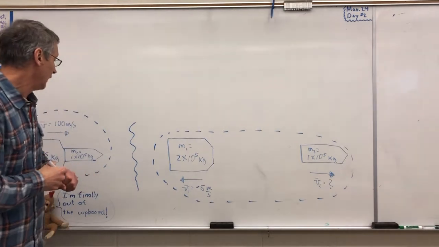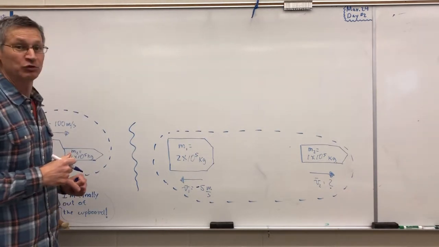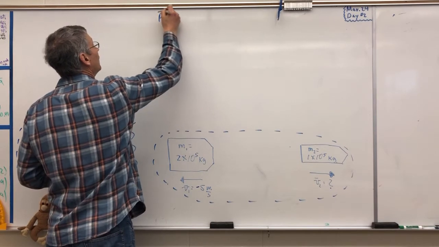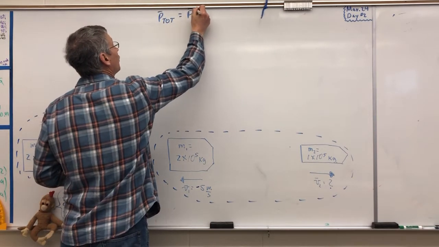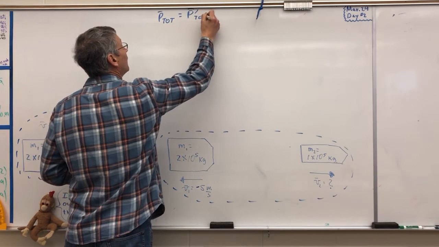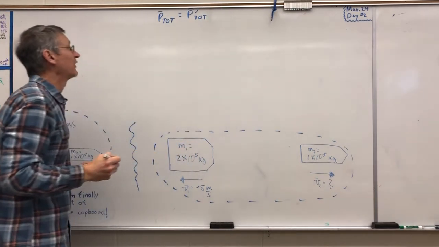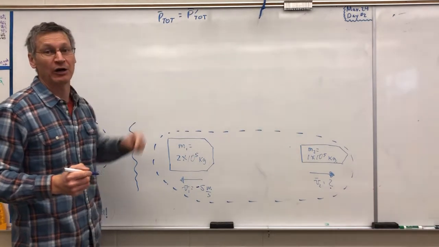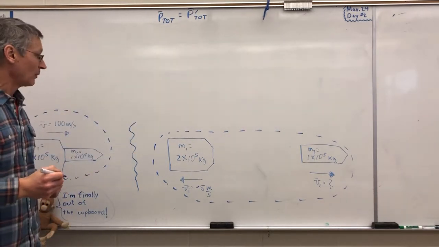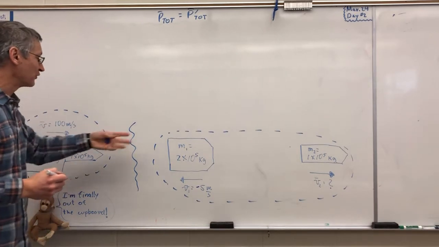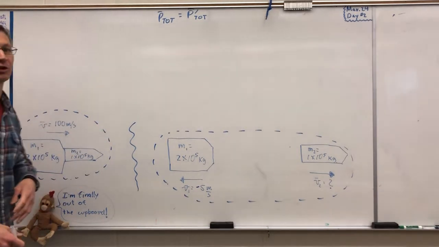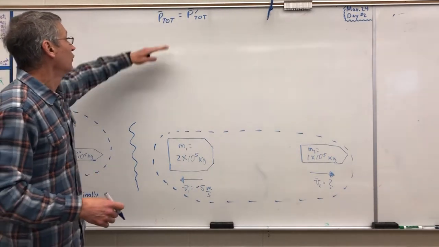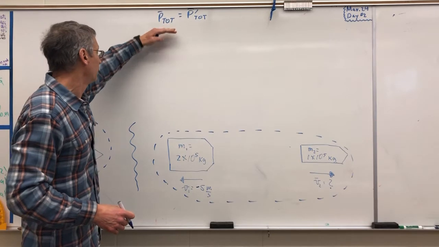Okay, again, I got an explosion taking place, so the total momentum of everything before is going to be equal to the total momentum of everything after. P total is equal to P total prime. The prime mark there, of course, denotes the momentum after the collision or the explosion or whatever catastrophic event is taking place. All right, so what's the total momentum of everything before the explosion?